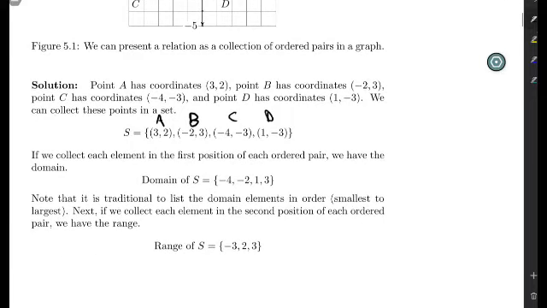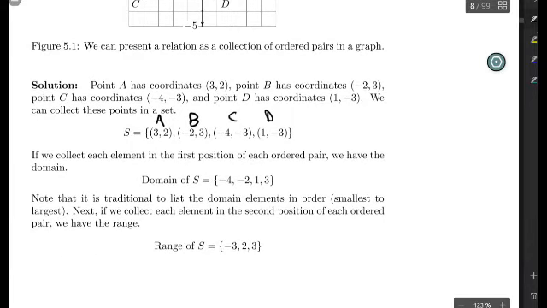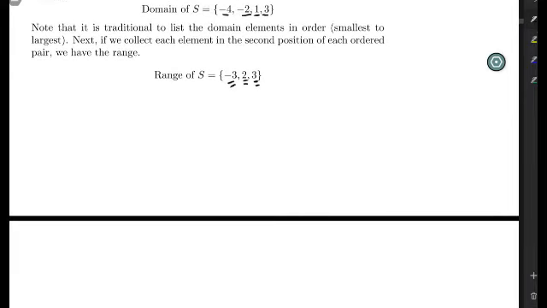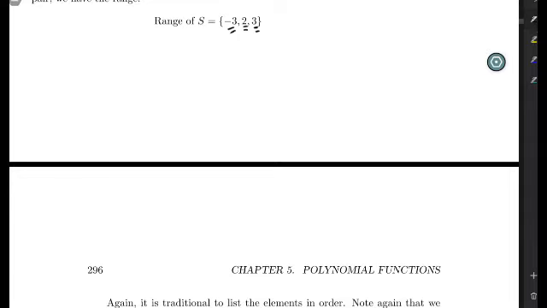And then, of course, we get the domain, here, here, here, here, and then the range from the second elements of the ordered pairs in the relation, which we see here, here, and here. -3 was repeated, so it only shows up once, which is why the domain and the range are different sizes. And by size, I mean the number of elements in the sets.